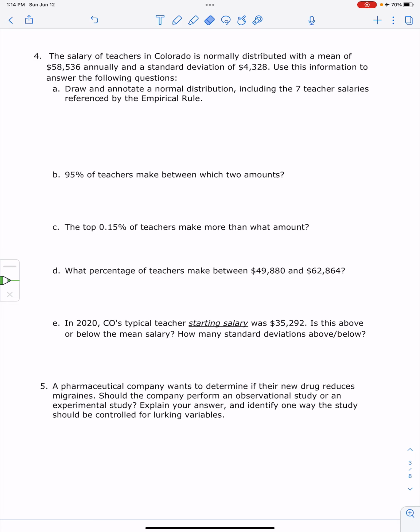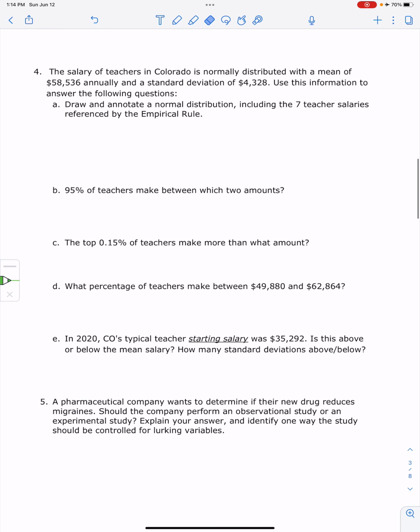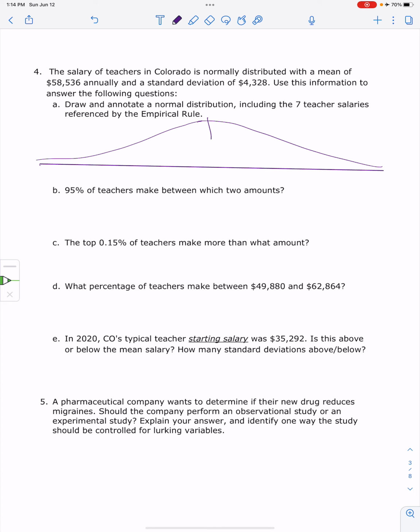Okay, intro to stats. Here is page 3 of our review. So 4 starts with the salary of teachers in Colorado, normally distributed with a mean of 58,536 and a standard deviation of 4,328. So we're going to start by drawing our normal distribution. This really is kind of foundational to everything we're doing here in stats. It's important that you understand what is going on here.